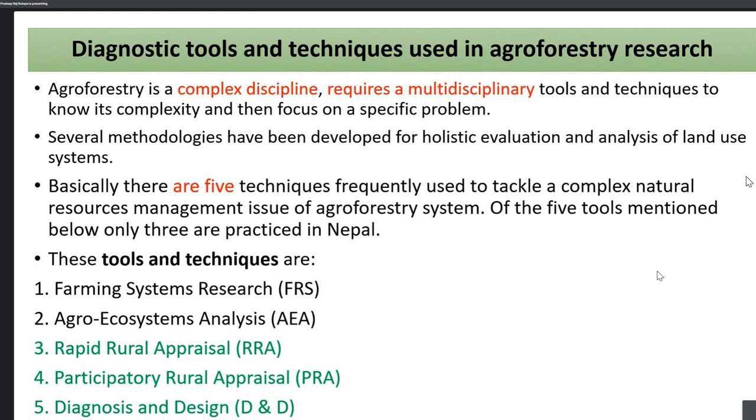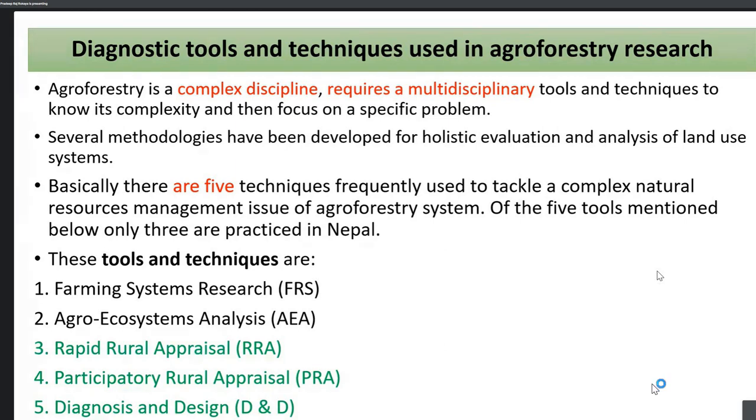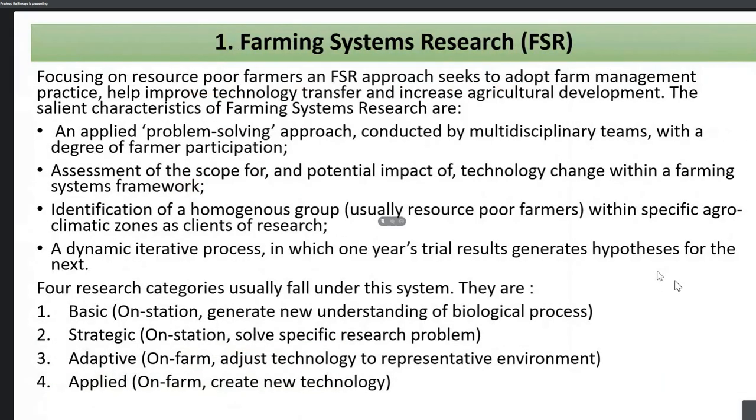These methods are used massively in Nepal. The five are Farming System Research, FSR, Agroecosystem Analysis, AEA, Rapid Rural Appraisal, RRA, Participatory Rural Appraisal, PRA, and Diagnosis and Design, D&D. These are the 5 agroforestry tools and techniques for resources in the agroforestry project. So first, farming system research.